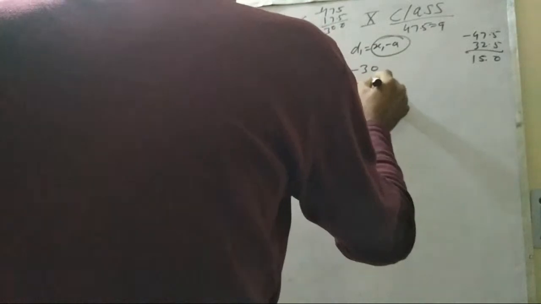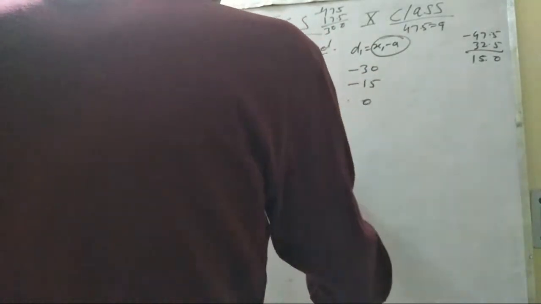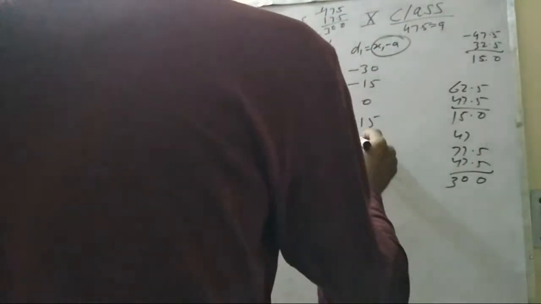इसी तरह 47.5 में से 32.5 गया, minus 15, and this is 62.5 minus 47.5, this became 15, and 77.5 minus 47.5, and next will be 92.5 minus 47.5, and this is 45.